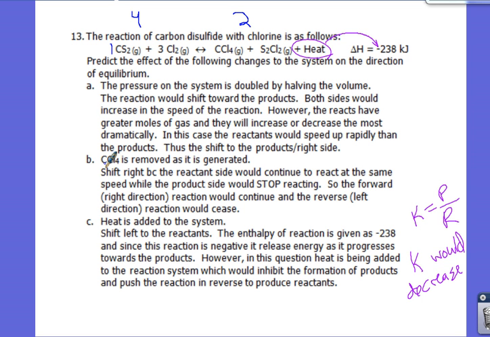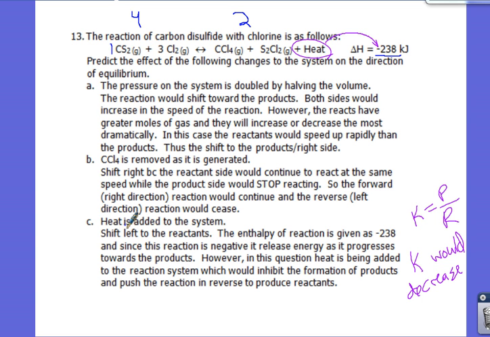Cl4 is removed as it's generated. If I remove the Cl4, this side of the reaction would stop. Therefore, the forward reaction could keep going, thus reproducing the missing Cl4. And then if heat is added to the system, you can see from here, this is an exothermic reaction. It's negative 238. That means heat is produced.